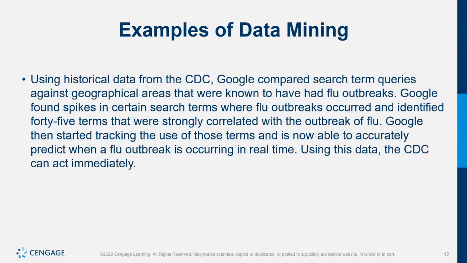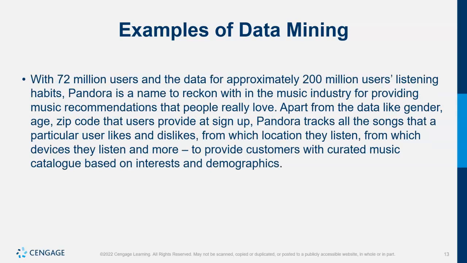Let me give you some examples. Using historical data from the CDC, Google compared search term queries against geographical areas that were known to have had flu outbreaks. Google found spikes in certain search terms where flu outbreaks occurred and identified 45 terms that were strongly correlated with the outbreak of flu. Google then started tracking the use of those terms and now is able to accurately predict when a flu outbreak is occurring in real time. And then using this data, the CDC can act immediately. So that is a really great example of data mining.